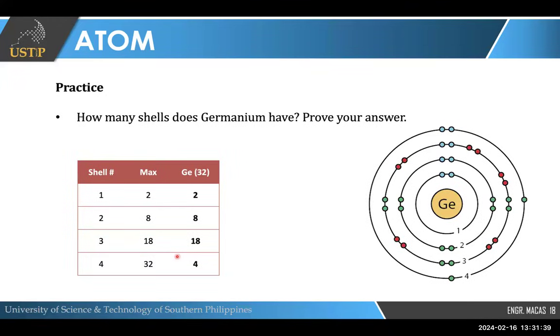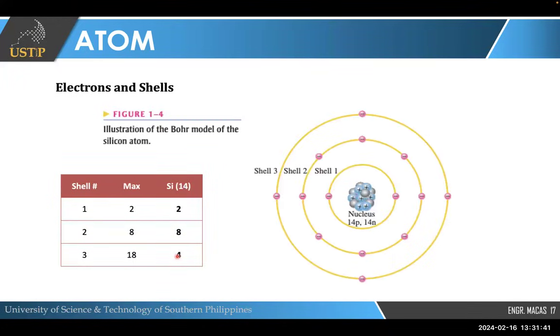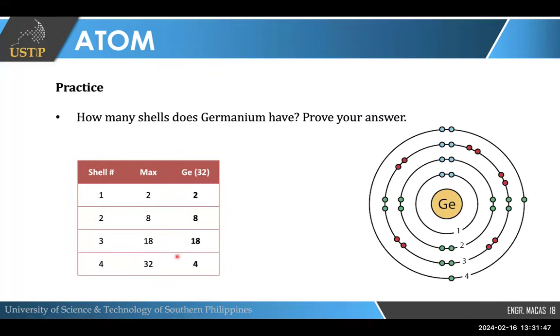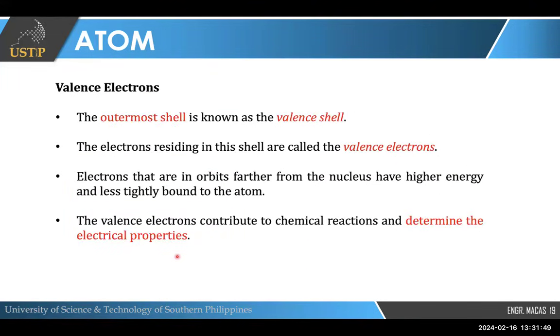Okay, so that's first. That's how we distribute electrons, and how we know the distribution of electrons of a particular atom or a particular element. Okay, let's go to this term, valence electrons.